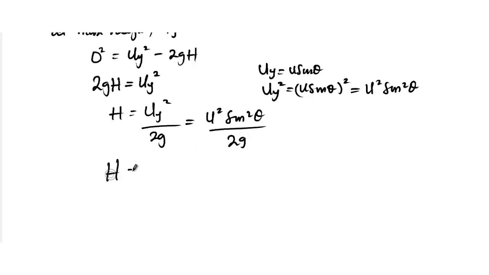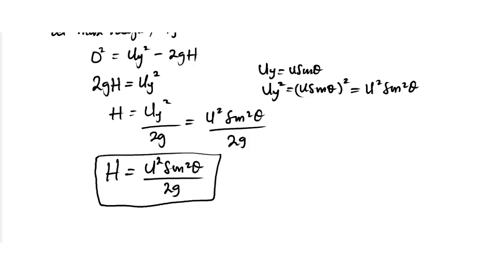So therefore, the maximum height of a projectile projected at an angle theta to the horizontal is u squared sine squared theta over 2g.